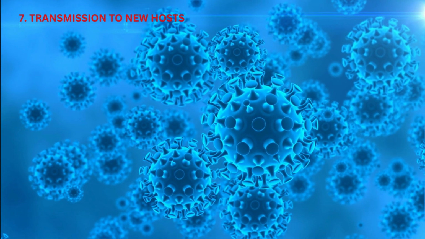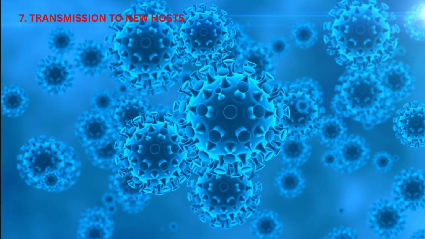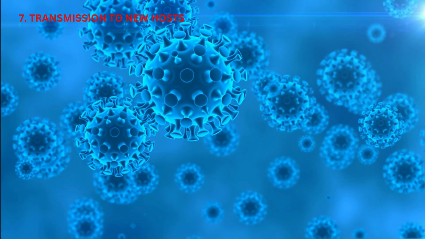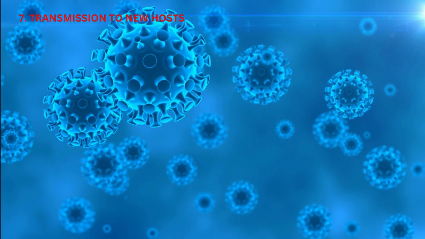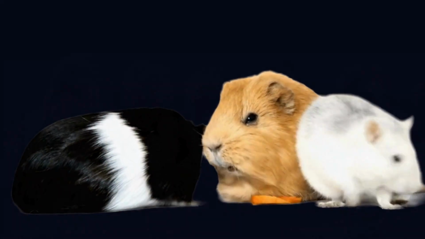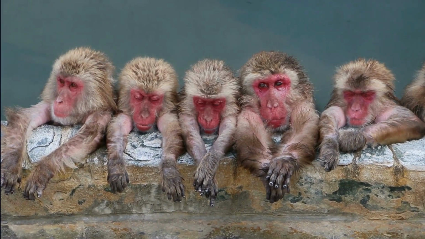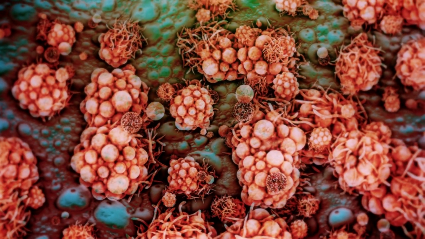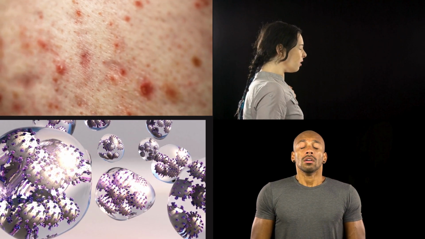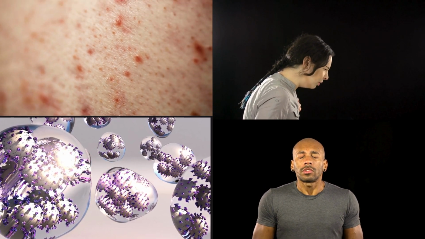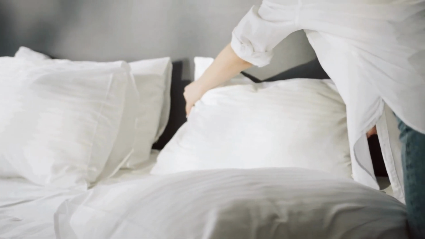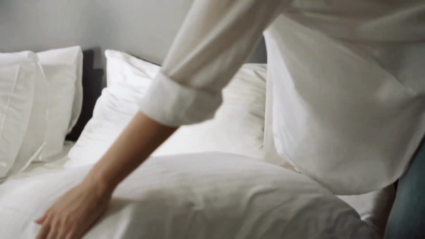Monkeypox is a zoonotic virus, meaning it can be transmitted from animals to humans. This usually occurs through direct contact with infected animals, such as rodents or monkeys, or through consuming undercooked meat from these animals. Once in humans, the virus can spread from person to person through direct contact with skin lesions, bodily fluids, or respiratory droplets. It can also be spread by touching contaminated objects like bedding or clothing.